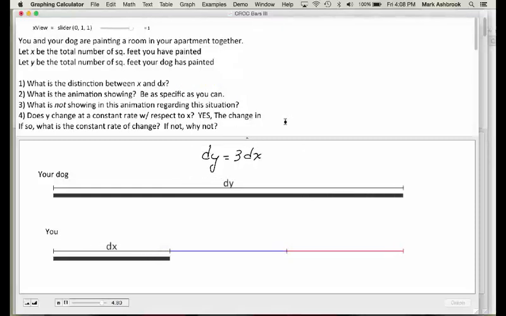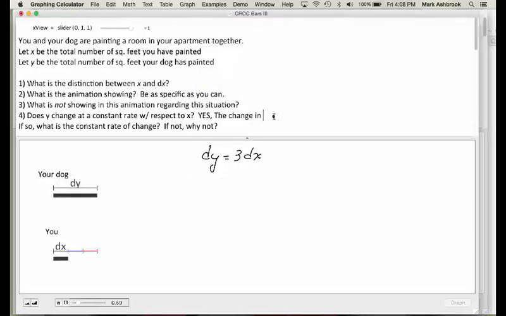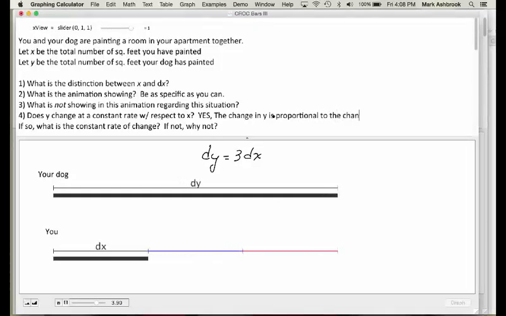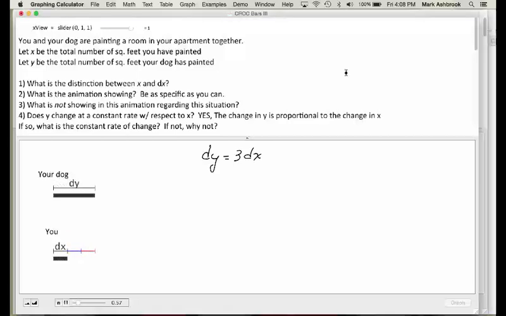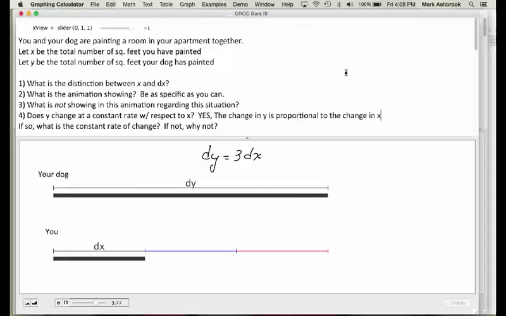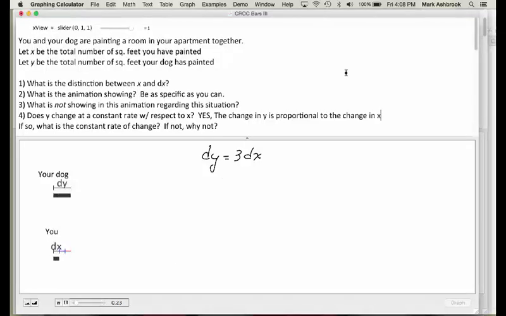So yes, we do have constant rate of change of y with respect to x, and that's because the change in y is proportional to the change in x. In this case, the change in y is always 3 times the change in x. The additional amount that your dog paints is always 3 times as much as the additional amount that you paint, and that's what's required to say that y and x are in a constant rate of change relationship.